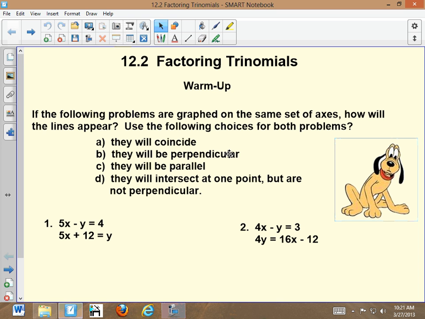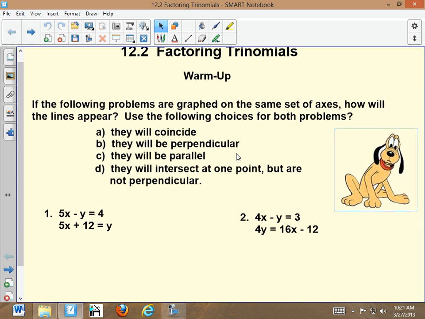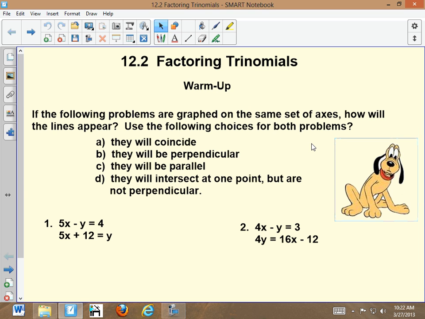Okay, this is lesson 12.2. We're now going to factor trinomials. We're not going to do the greatest common factor, but we are going to do multiples again. Let's go ahead and do the warm-ups. Go ahead and pause the video. When you're done with the warm-ups, go ahead and play it.